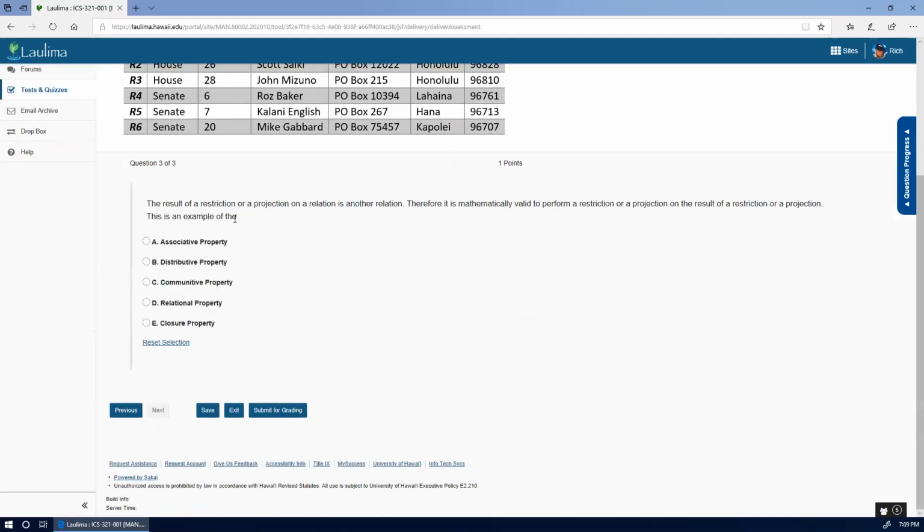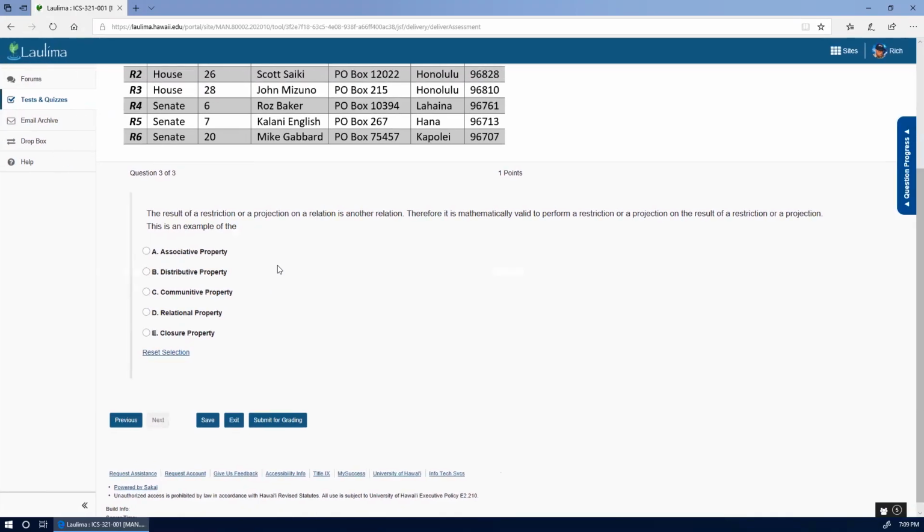So a result of a restriction or projection on a relation is another relation. Therefore, it is mathematically valid to perform a restriction or projection on the result of a restriction or projection. It's kind of like the way math works. You can have an expression within an expression within an expression.